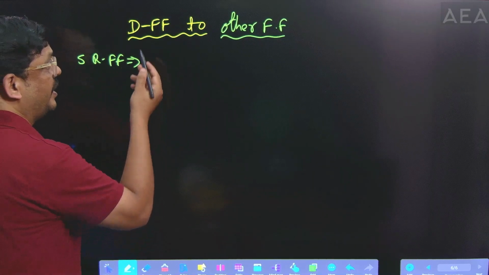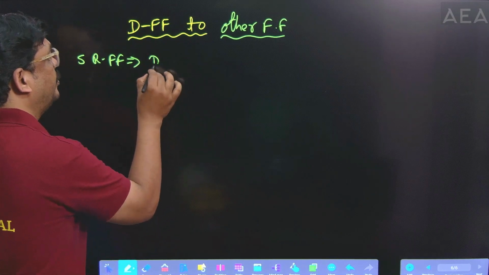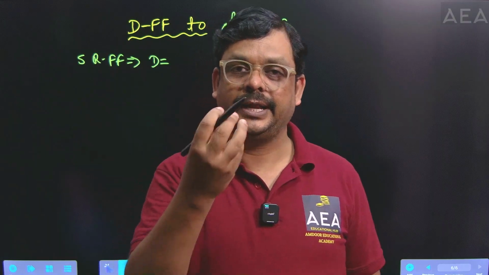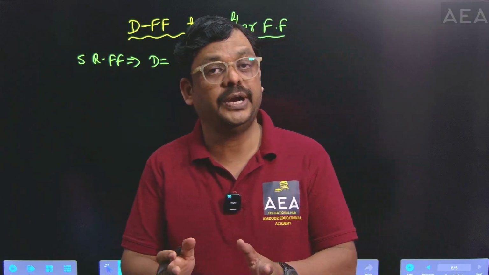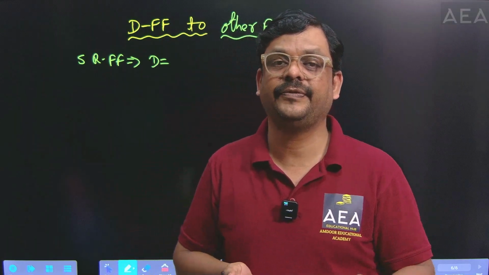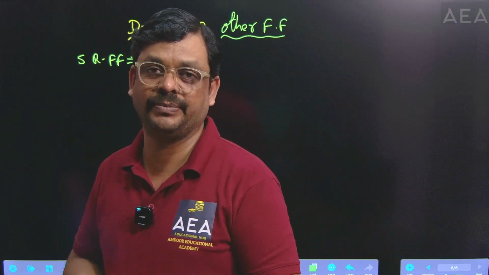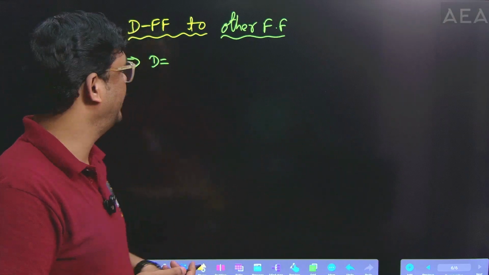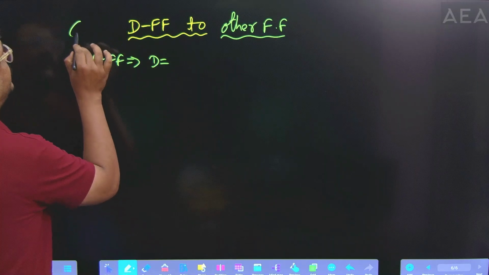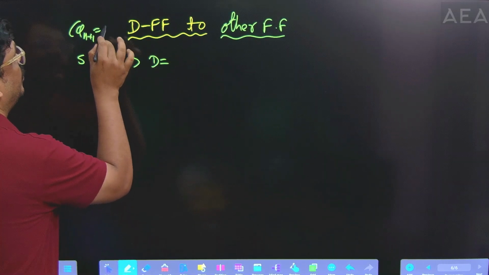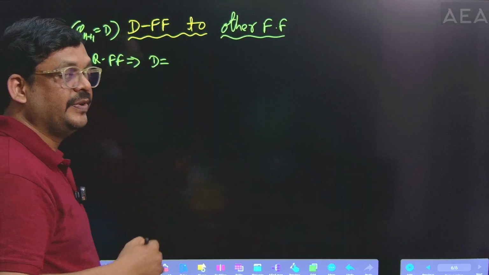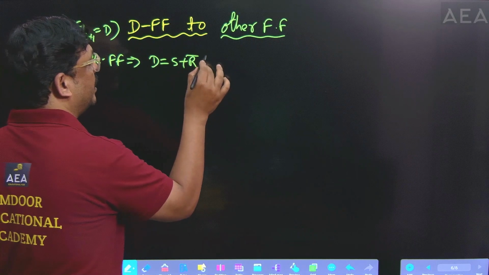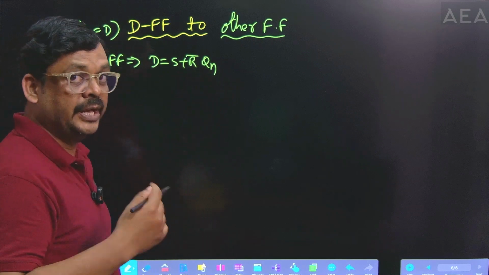Which type of conversion is required? Delay flip-flop has only one input, D input. Then how to write the D input in terms of S and R? Write the characteristic equation. So to convert delay flip-flop to any other flip-flop, write the standard characteristic equation, because in delay flip-flop, Qn plus 1 is equal to D. So we have this equation. The characteristic equation is there. That's why we can write directly D is equal to S plus R bar Qn.